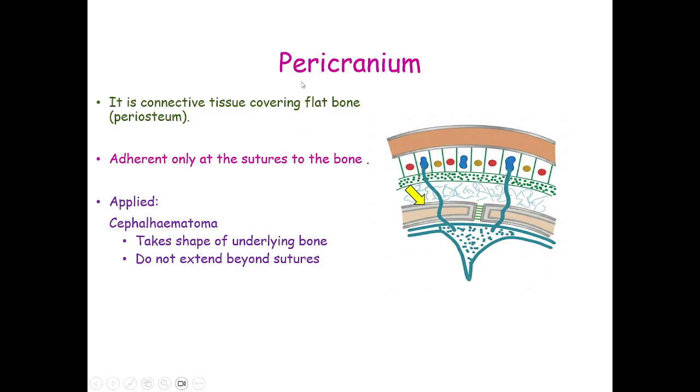So we have finished with the fourth layer. Let us talk about the fifth layer. This is actually the connective tissue covering the flat bone, the periosteum. So this is the periosteum, also called the pericranium, underneath the loose connective tissue. The applied aspect here is formation of a swelling underneath this periosteum called cephalhematoma. Because of some rupture to these veins which are traveling through the bone, sometimes blood gets collected underneath the periosteum. This will take the shape of the underlying bone and it will not cross the suture lines. So it will exactly take the shape of, let us say, the occipital bone or parietal bone.